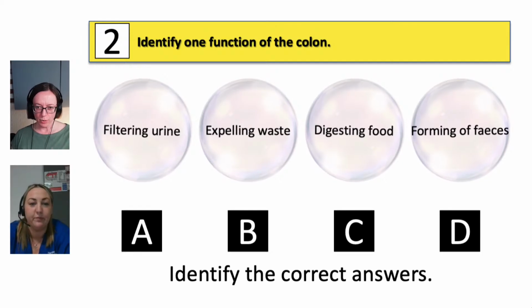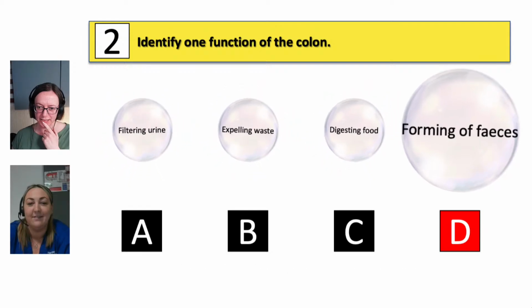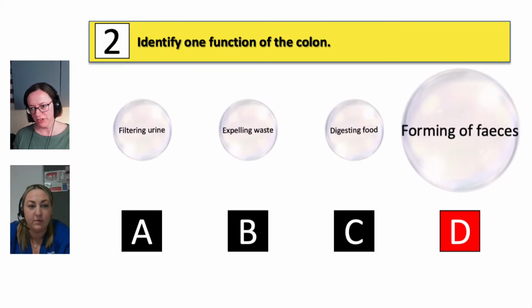Okay, let's see. We only want 1 though. The question says identify 1. So if there's only 1 that's correct out of B and D, which one would you go for? D, I think. Okay, let's have a look. Yes, you are right. So the colon is where the feces are formed, but they're actually expelled through your anus, essentially.